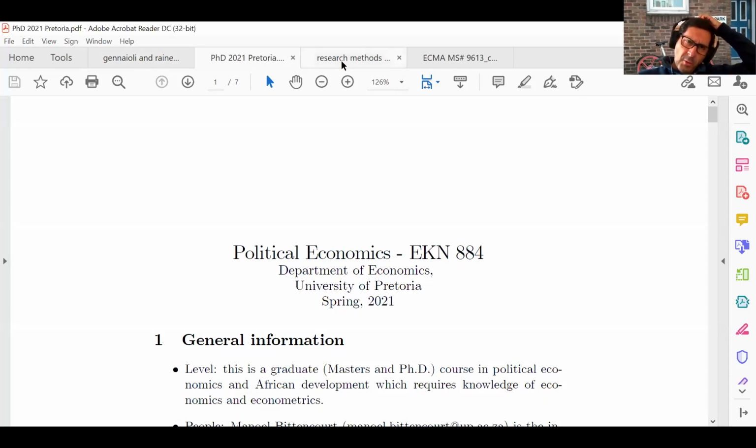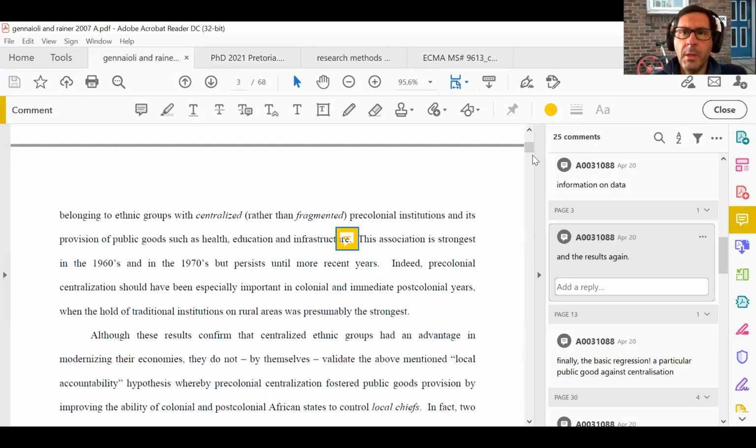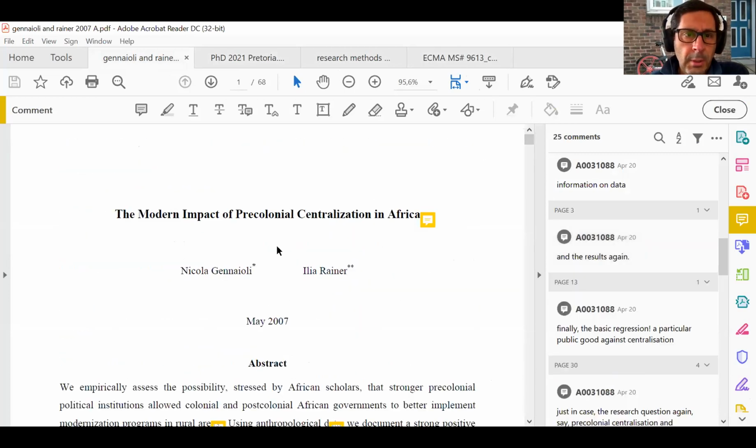So first of all, let me cover a paper with you today. Let me cover the first paper with you. Can you see the screen, the modern impact of pre-colonial centralization in Africa? Can you see that screen there? Okay, I need you guys to be quick on this. So that's the paper that, let me cover this paper with you, which is essentially exactly what it says on the title, right?